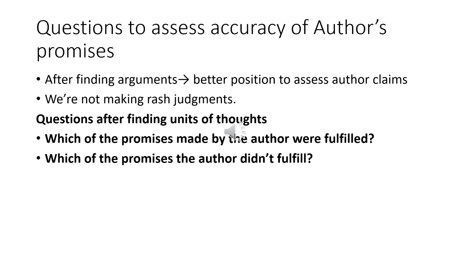When we locate key arguments along with their associated propositions, we're in a better position to assess the author's claims. We do not want to make any rash judgments that the author is not giving the information we need. The following questions will help us in the process. Which of the promises made by the author were fulfilled? And which of the promises the author didn't fulfill?